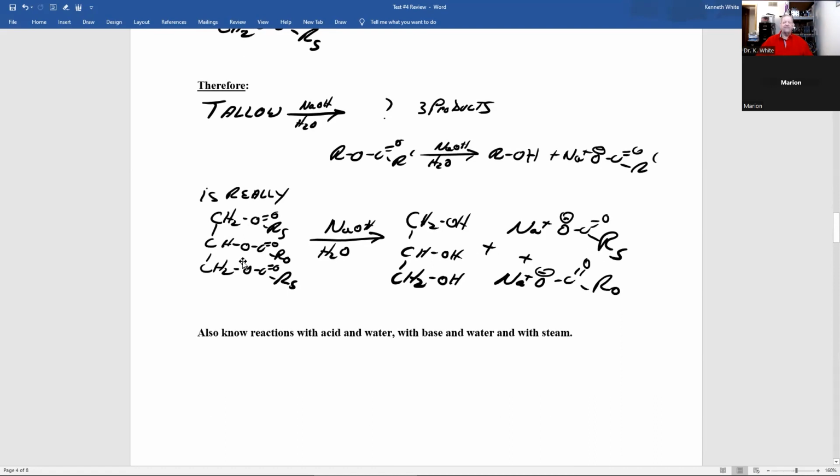Second ester gives us alcohol plus sodium oleate. And the third one gives us alcohol plus, once again, sodium stearate. So even though you get two of these for this reaction, the way I have it written, there are three different products. 1, 2, 3. And you should be able to do the same reaction of tallow, yellow grease, or white grease with acid and water. I've done base and water and with steam.